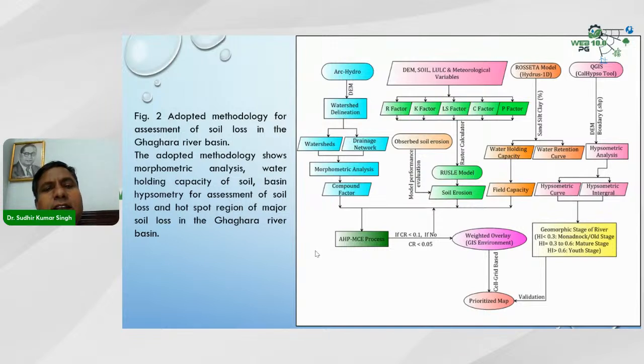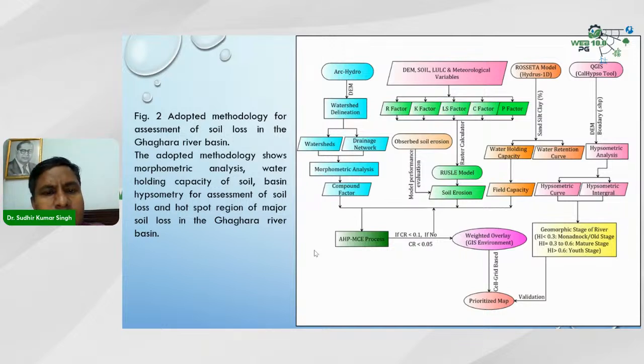Here you can see that there are different inputs and different kinds of models. We have used the DEM, soil, LULC and meteorological variables, and from these we developed the rainfall erosivity factor R, K the soil erodibility factor, LS the slope length factor, C the crop management factor, and P the practice factor. These factors we can develop with the help of the DEM, soil, LULC, and meteorological variables.